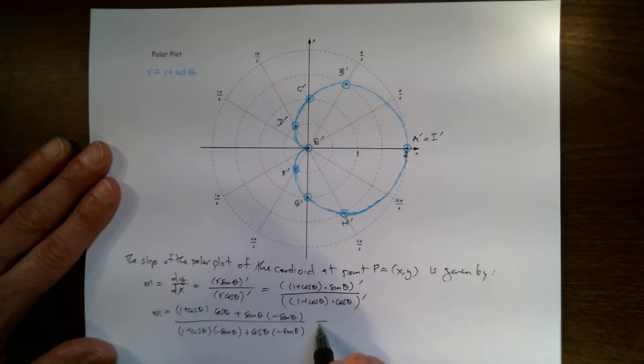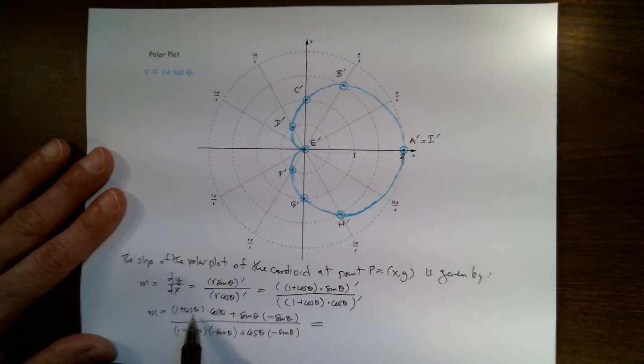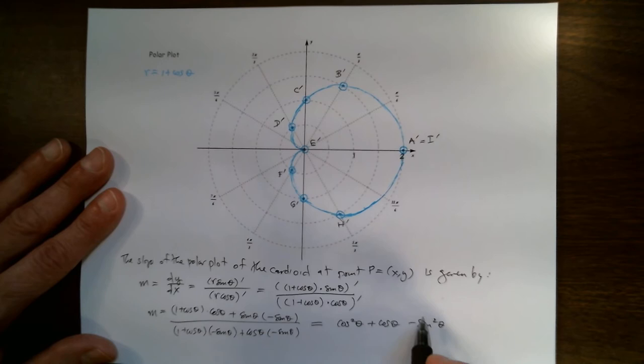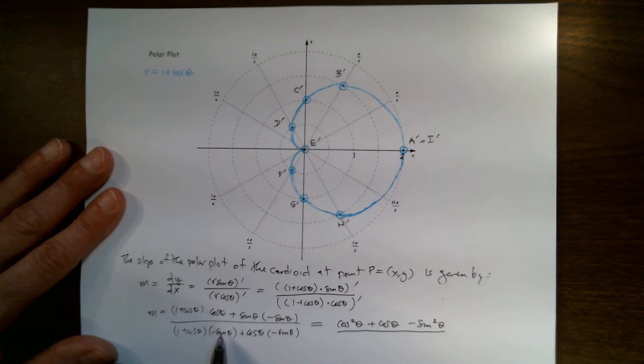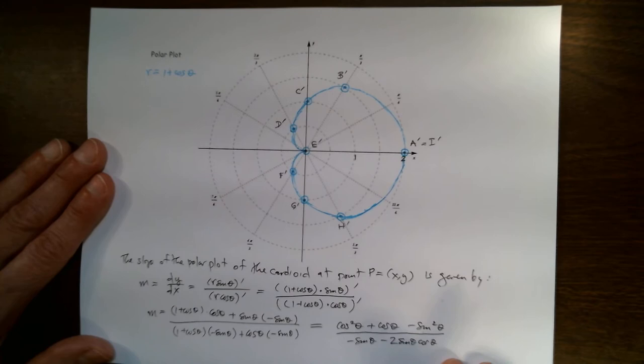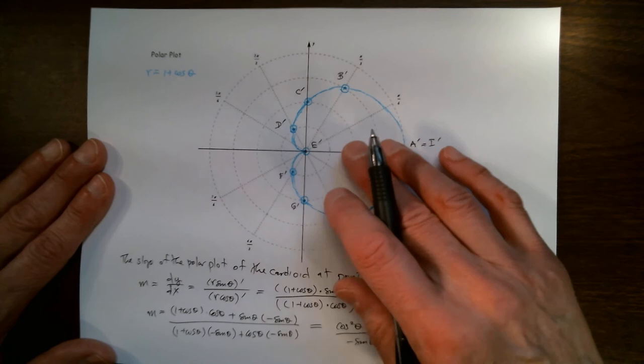Okay, and so if we expand that a little bit, distributing the cosine, we'll get positive cosine theta, and then a positive cosine squared theta minus sine squared theta. So we could write the cosine squared first, plus the cos theta, minus the sine squared theta, all divided by, in the denominator, minus sine theta cos theta, another minus sine theta cos theta. So it's basically minus sine theta minus 2 sine theta times cos theta. So that's our formula for the derivative of this cardioid, given purely in terms of the angle theta. Theta ranges from 0 to 2 pi.